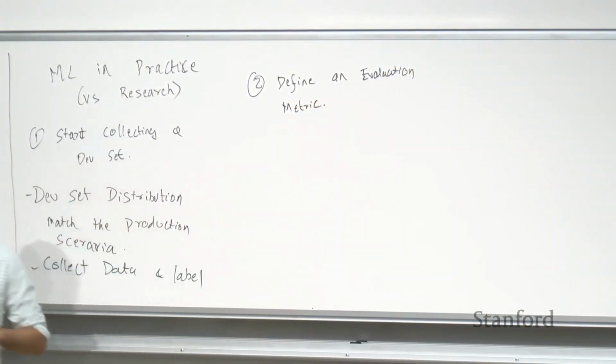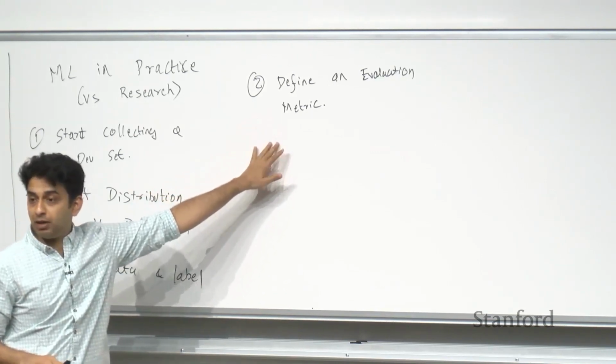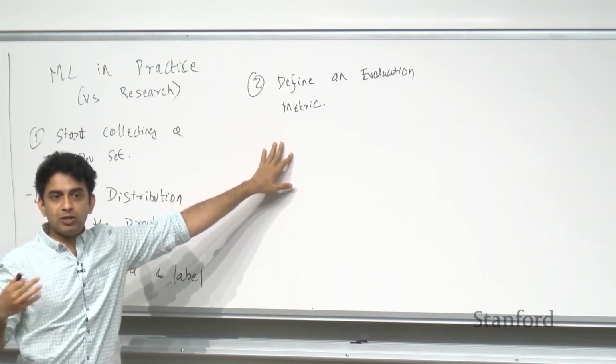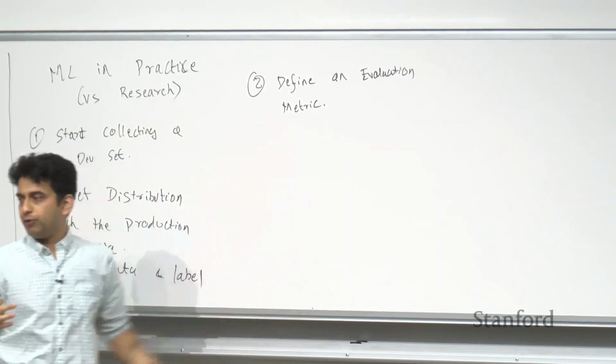Right? So these two tasks of collecting a data set and defining some kind of an evaluation metric should be the first thing you do if you are, say, the leader of an ML group or a product manager. The first thing you want to do is define what your dev set is, which should be a good representation of how your users are going to use the model, and define a metric on this. And this metric will capture what's important for you from this product.